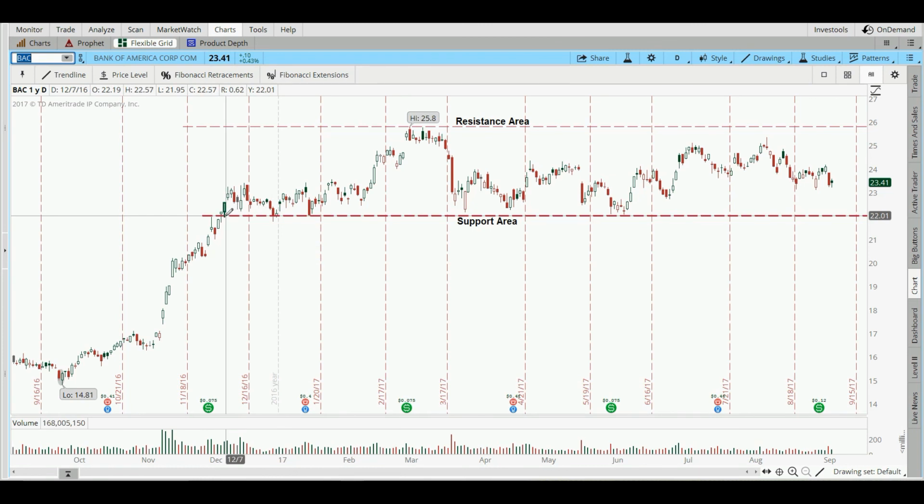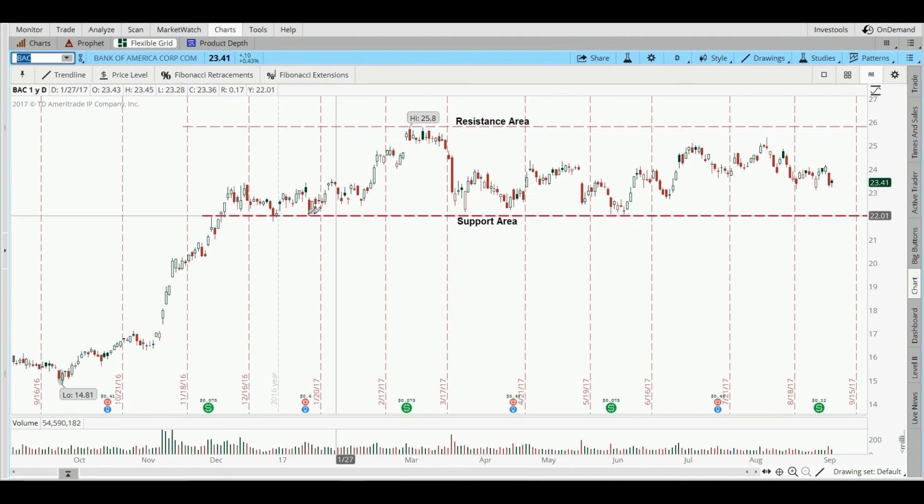Meaning Bank of America has been trading around from $22 to $25 ever since December of last year, when it entered at $22. It entered in this range at $22, and ever since last year, it has not gone higher than $25.80, and has not dropped lower than $21.77. So it's been in this trading range for almost 9 months.